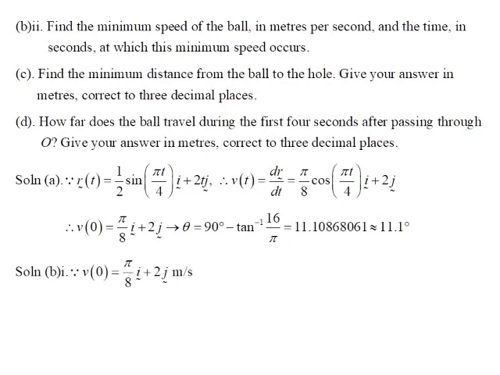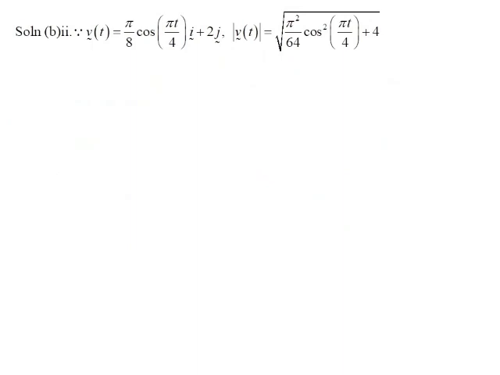As for section 1 of part B, the speed of the ball when passing through origin O can be found through the results in part A. Since vector v of 0 equals pi over 8 i plus 2j, the speed of the ball when passing through origin O equals square root of the sum of pi over 8 all in parentheses squared plus 2 squared, which approximately equals 2.04 meters per second. Section 2 of part B is to find the minimum speed of the ball.